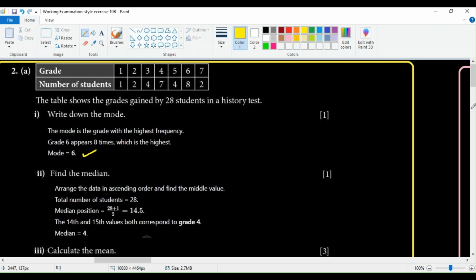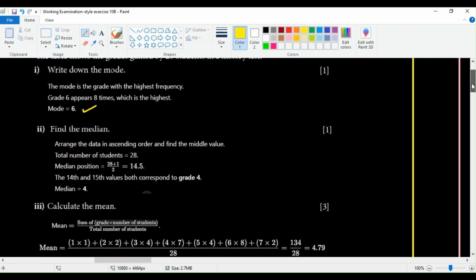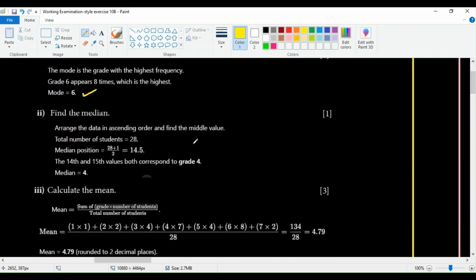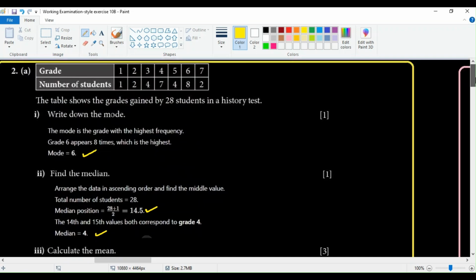Now we need to find out the median. We need to arrange in the ascending order and find the middle value. So total numbers of students are 28, and 28 plus 1 is 29, divided by 2 is going to give us a median position 14.5. The 14th and the 15th value both correspond to grade 4. That means 4 is the median, as you can see over here.